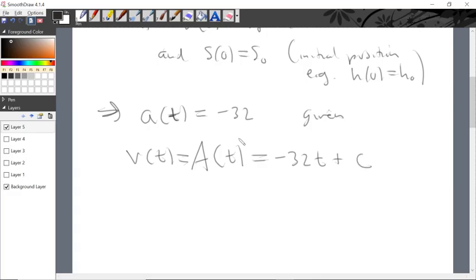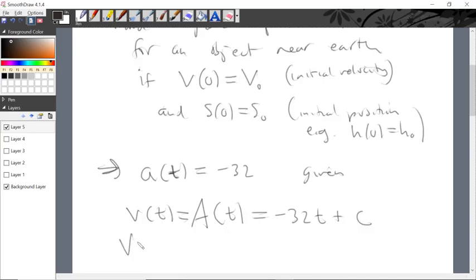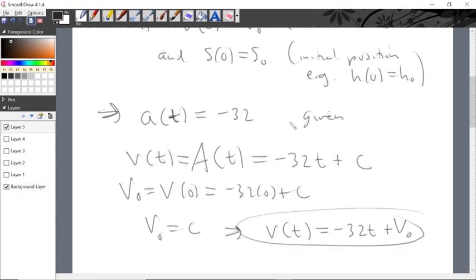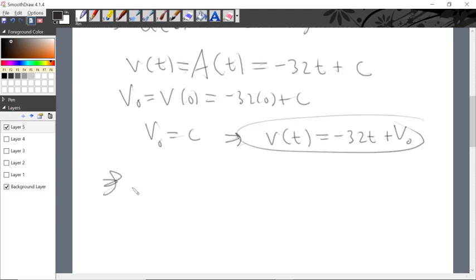Well, what is c? We were given that v0 is equal to v of 0. So we can plug 0 in for t. So we get negative 32 times 0 plus c. So we get v0 is equal to c. So our particular velocity function is negative 32t plus the constant v0. That's our velocity function. Position function, s of t. The position function can be found as the antiderivative of the velocity function.